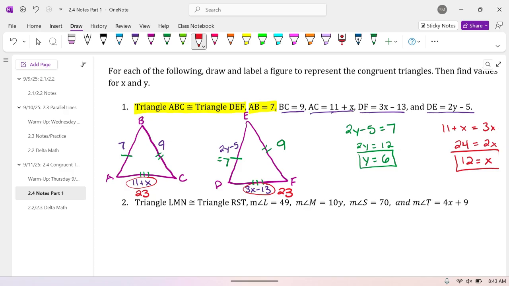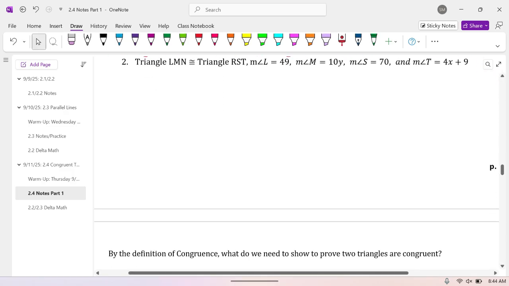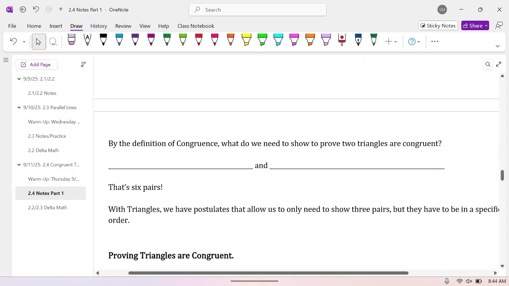Now, the next example, I'm not going to do it just because for time's sake, but it's pretty much the exact same thing as this one, but with angles. All right, so find the corresponding angles, set whatever you need to equal to each other. All right. You guys need me to go over this one? Are you good? All right, moving on.